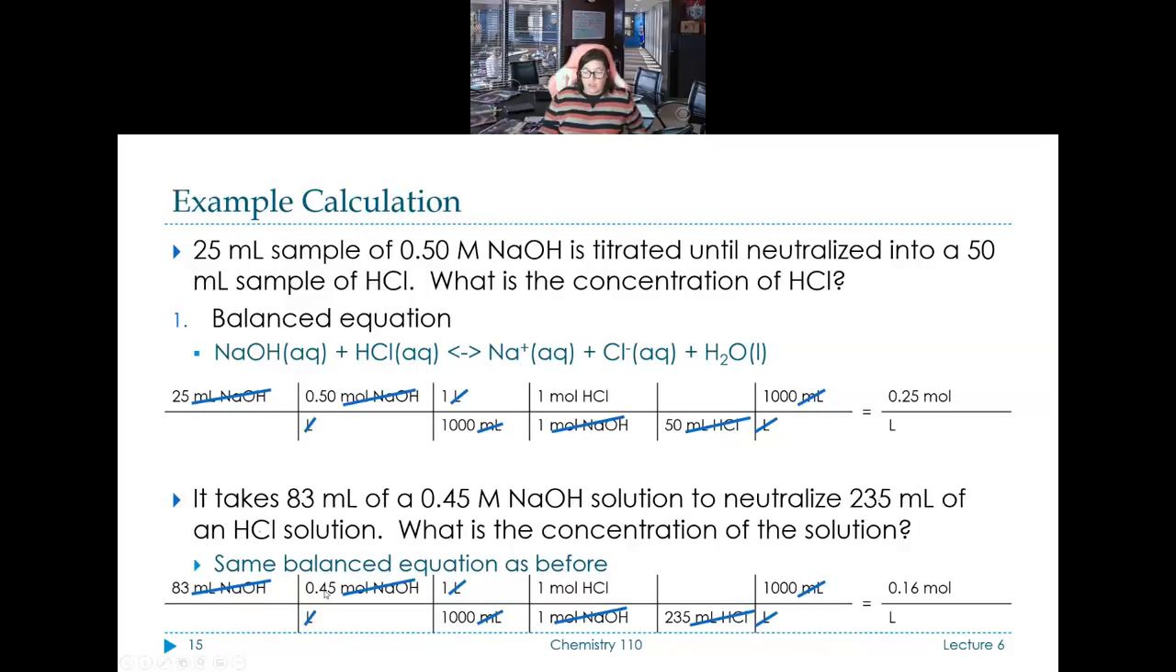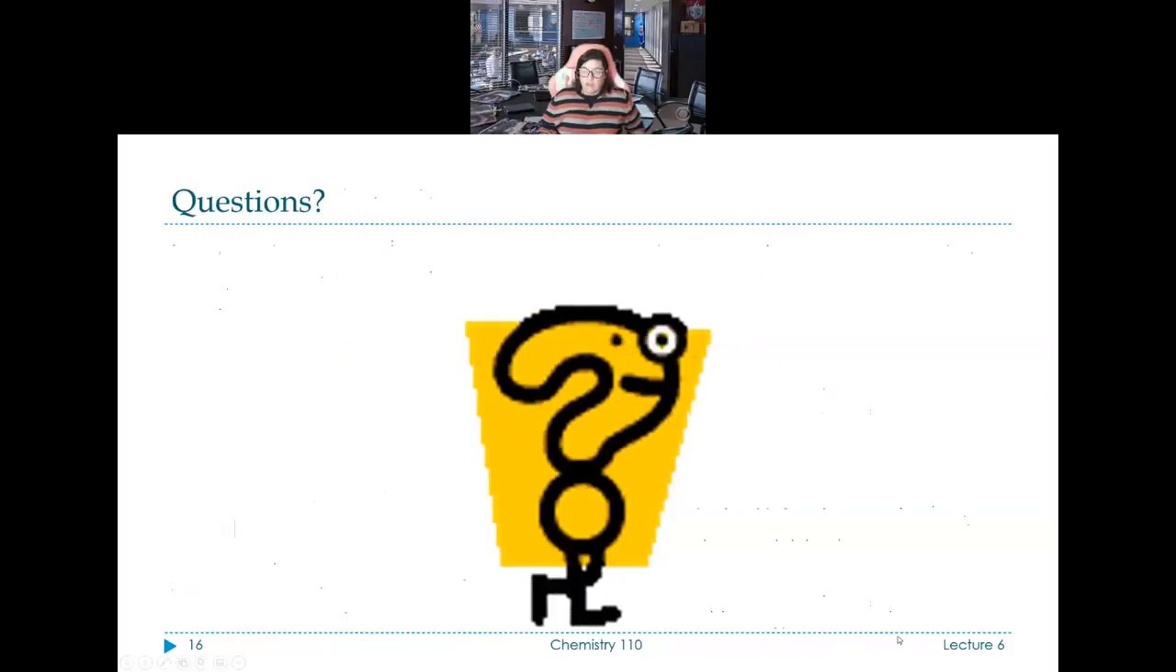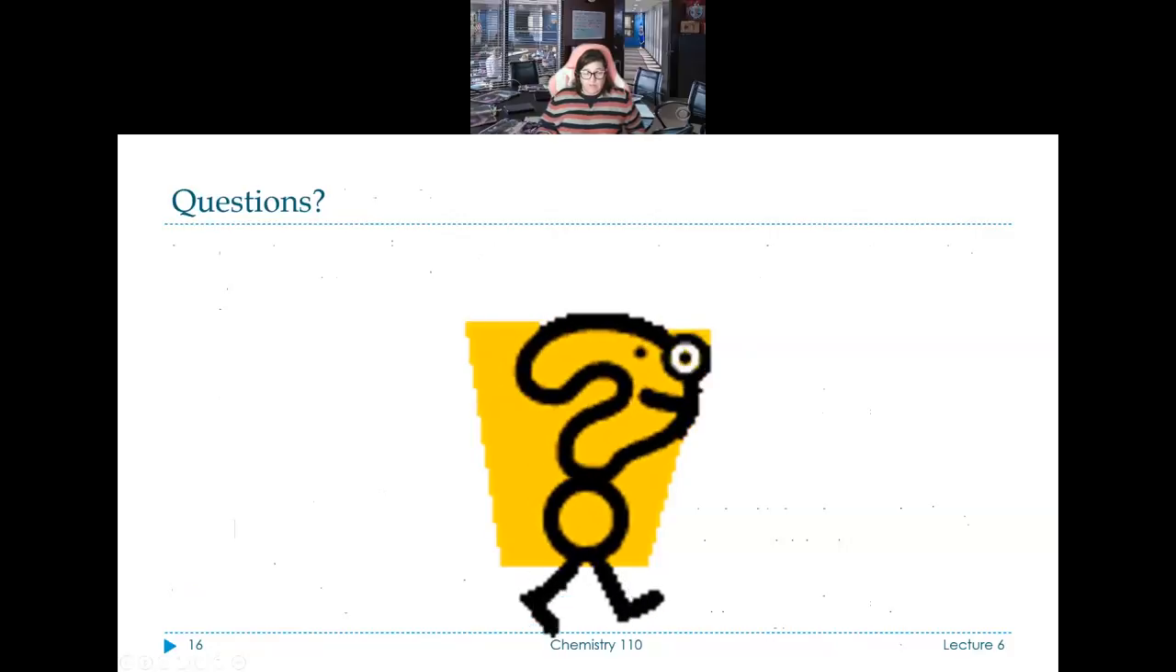83 mils of NaOH times 0.45 moles of NaOH per liter. 1 liter is 1,000 milliliters. 1 mole of HCl per mole of NaOH divided by the 235 milliliters of HCl. Again, converting that to liters, and I get 0.16 moles per liter. All right? Hopefully that makes sense to you. So remember, we are taking our volume times our concentration to get us to moles. For moles of this, I go to moles of this, and then I divide by the volume to get a molarity. All right? Questions, comments, problems on that?